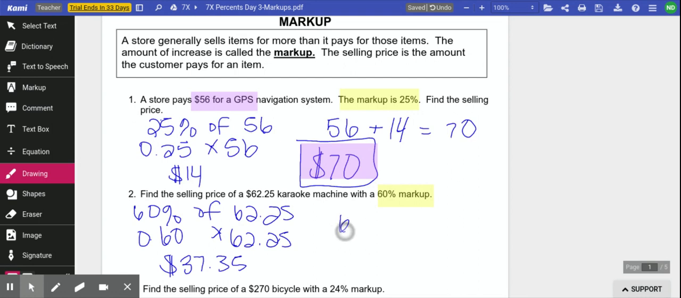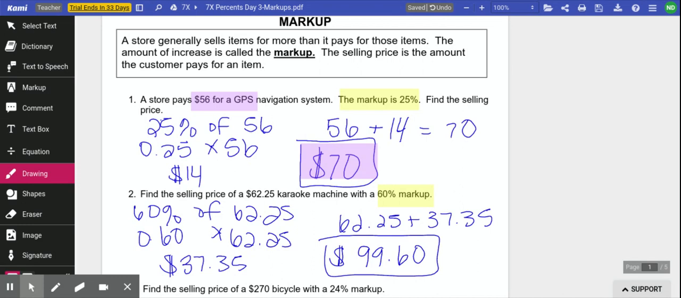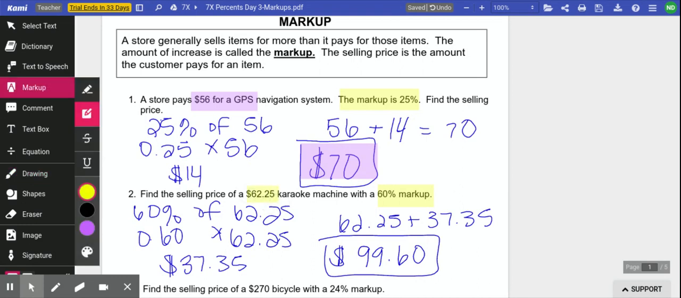So my original price, again, was $62.25. And I add my markup rate in dollars, which is $37.35. When I add up those two numbers, we should get 99.6 is what your calculator will tell you. But again, guys, remember we're dealing with money, so you must include that 0 after the 6 because we need 2 digits after the decimal point. Again, I can see that my original price was $62.25 and my price has increased to $99.60.